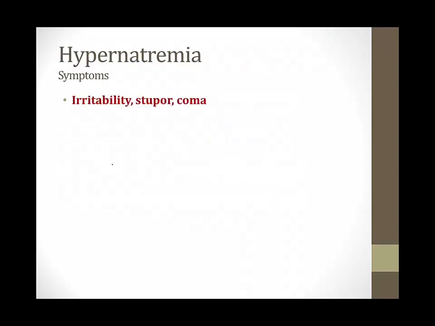So now we'll switch gears and talk about the opposite problem, which is hypernatremia. This is where the serum sodium level is too high. Just like hyponatremia, many of the symptoms relate to central nervous system dysfunction. The symptoms of severe hypernatremia include irritability, stupor, and coma.